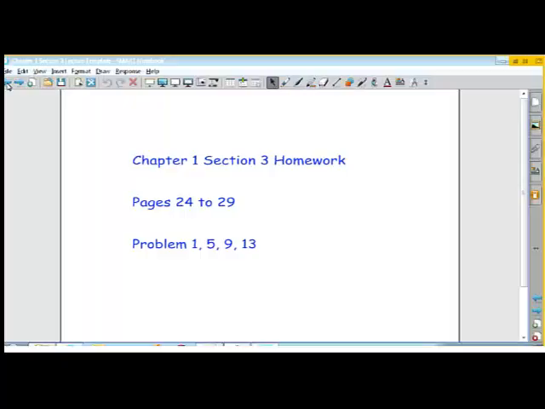Actually, the number 5 is assigned, but I'm going to just talk about that one to get you started, so we can talk about it in the class. So again, if you have your book, I'll write it out. I'm not going to write it word for word. I'm going to paraphrase it.